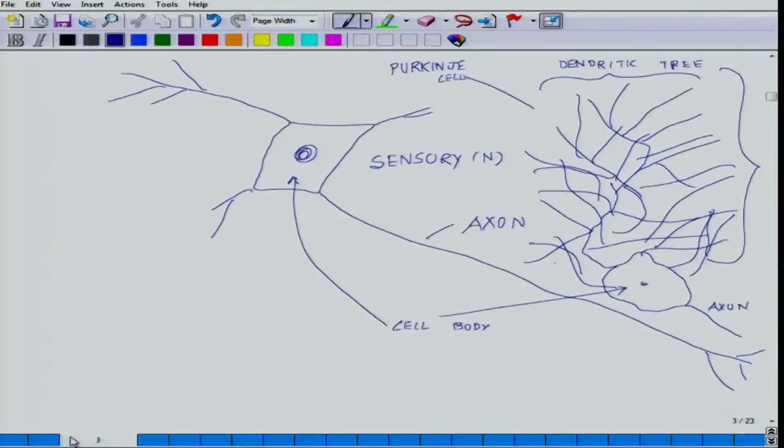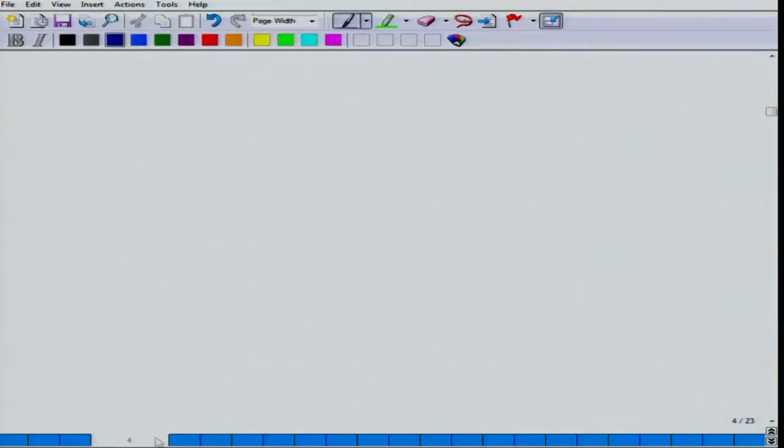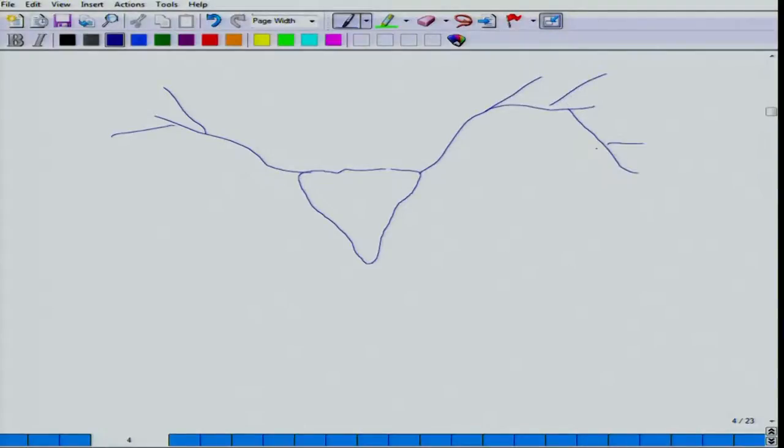So, for example, let me draw a pyramidal neuron. I took this Purkinje cells, Purkinje neurons, and this is a sensory I drew. Okay, I have written it, sorry. Now, I drew a hippocampal neuron, where the cell body is more like a pyramidal shape, something like this. These are the dendritic trees, and here is the axon which is moving along.